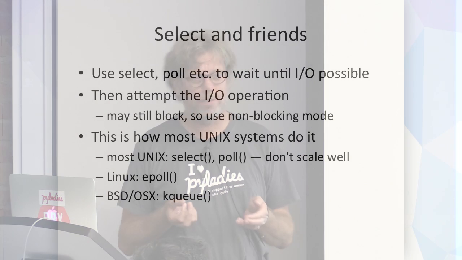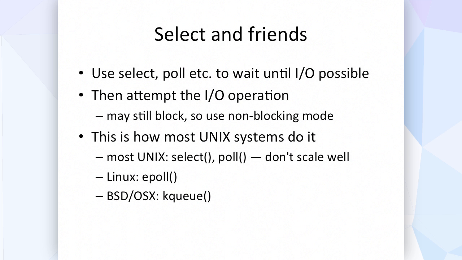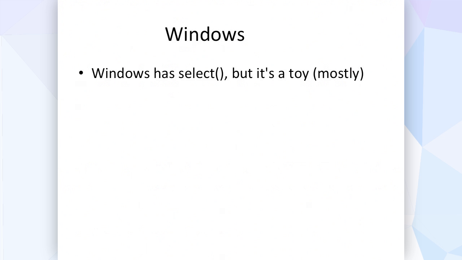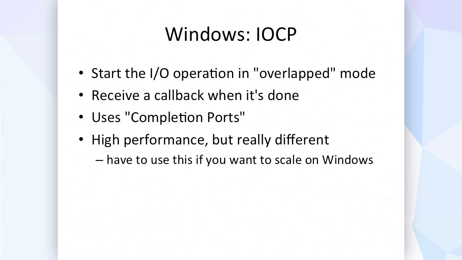And so on Linux, the right way to do it is epoll. On OS X and BSD, the right way to do it is KQ. I haven't actually found any platforms where poll is still the right way to do it. I mean, poll doesn't really have many advantages over select when you're using it from Python. However, on Windows, as I said, select exists, but it's really a toy. I don't know how many file descriptors it handles, but maybe 50 or so at most.